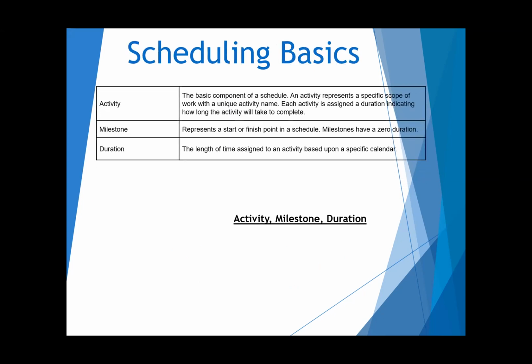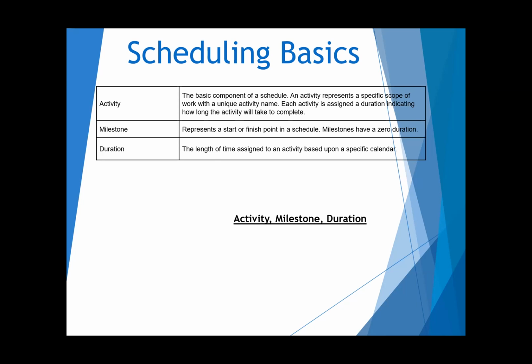So let's go over some of the scheduling basics. The activity is the basic component of a schedule. An activity represents a specific scope of work with a unique activity name. Each activity, like I described before, is assigned a duration, indicating how long the activity will take to complete. And milestones represent the start and finish points in the schedule. Milestones have zero duration. It's like a starting point saying go.